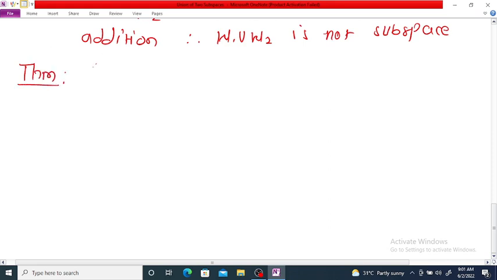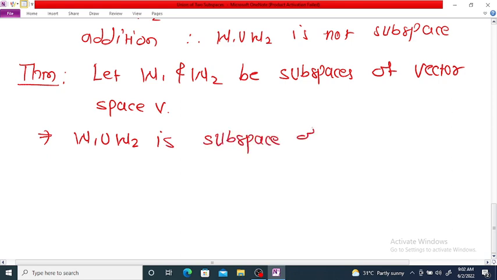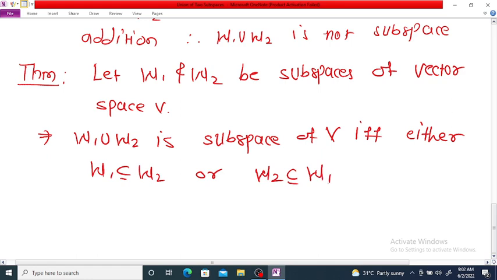Let W1 and W2 be subspaces of vector space V. Then W1 union W2 is a subspace of V if and only if either W1 is a subset of W2 or W2 is a subset of W1.